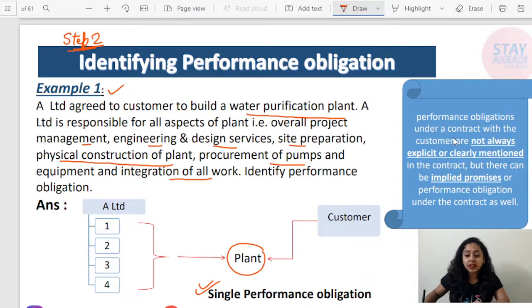Performance obligations under a contract with a customer are not always explicit or clearly mentioned. Explicit means clearly mentioned, that is, while negotiating it is laid down specifically. If yes, then it is known as explicit. If it is implied, then it is known as implicit in the contract. There can be implied promises which are not negotiated at the point of agreement, but these are deemed, these are implied. These are known as implicit performance obligations under the contract as well. There can be explicit and implicit, both can be there.